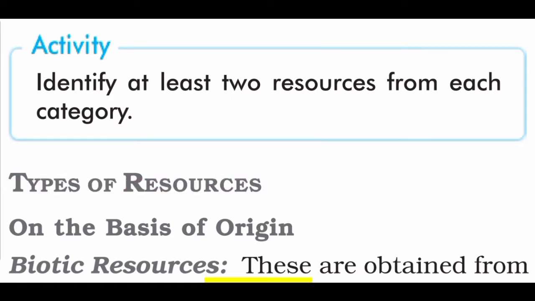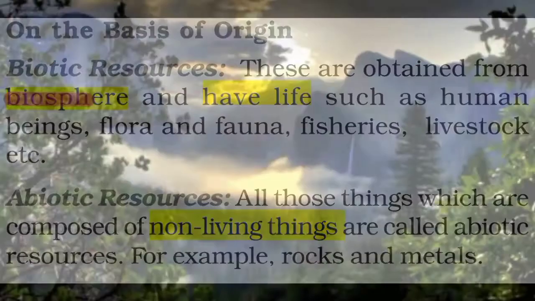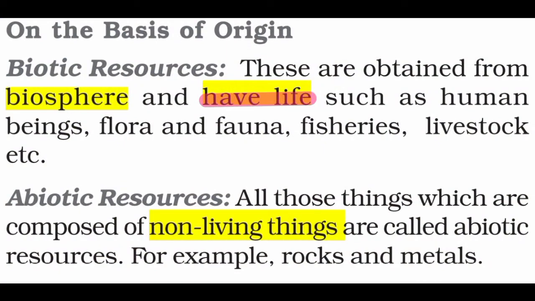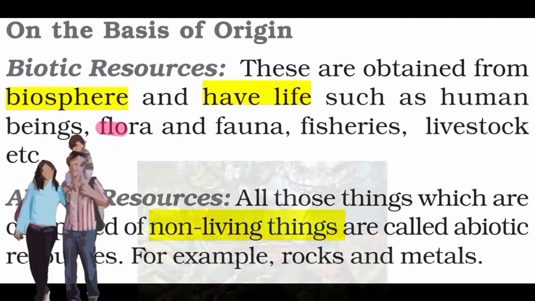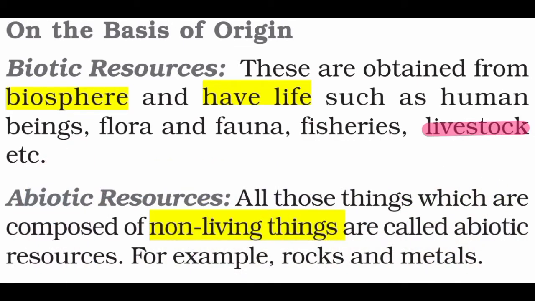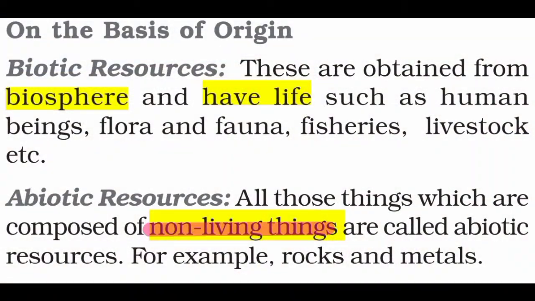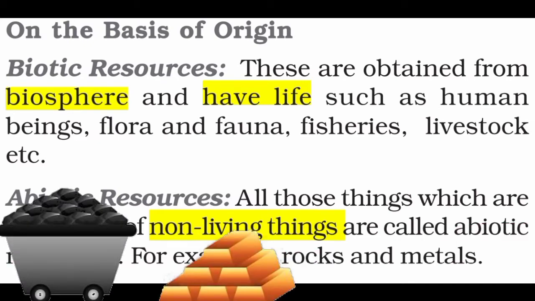Types of resources. On the basis of origin, biotic resources. These are obtained from biosphere and have life, such as human beings, flora and fauna, fisheries, livestock, etc. Abiotic resources. All those things which are composed of non-living things are called abiotic resources. For example, rocks and metals.